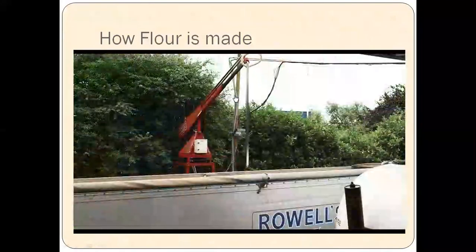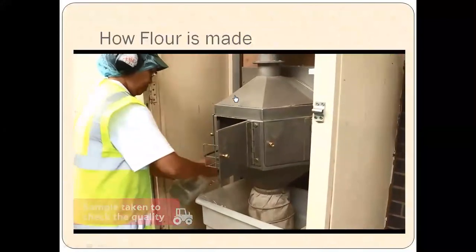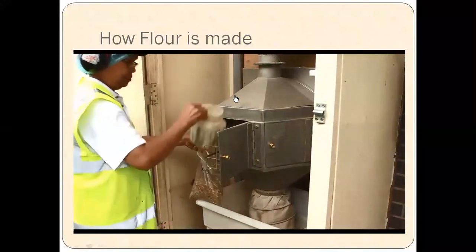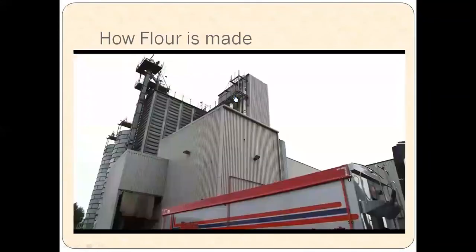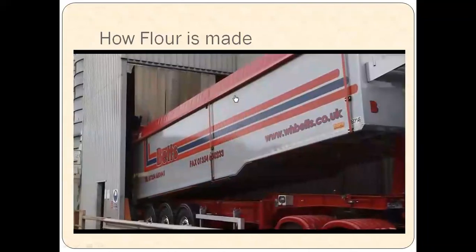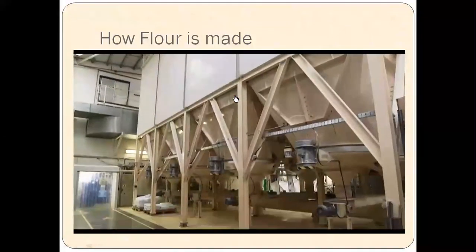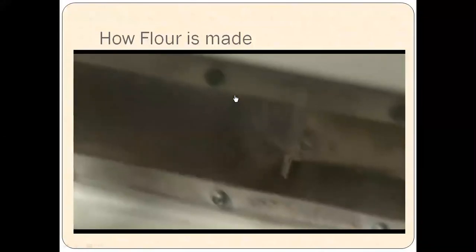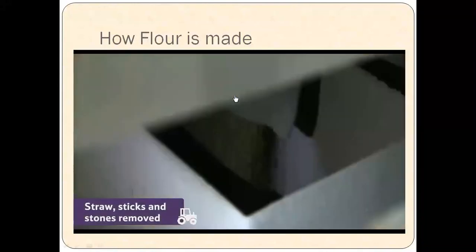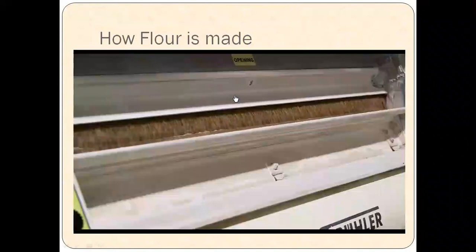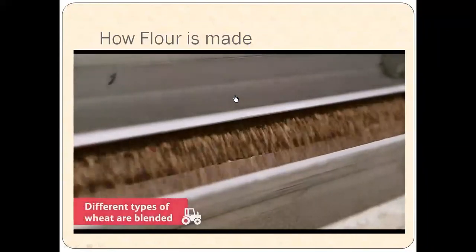When the grain arrives at the mill, they take a sample to check the quality. If the grain passes the test, it's unloaded into the mill's storage area. The next job is to clean the grain that's just been delivered. They take out all of the straw, sticks and stones using these sieves. Then they blend different types of wheat together so they can make the right kind of flour.